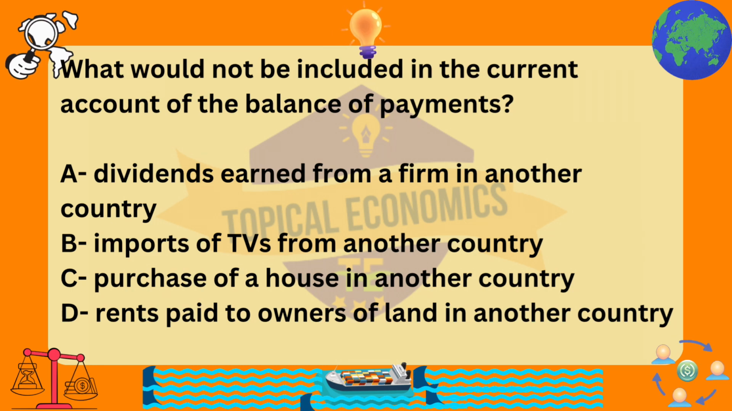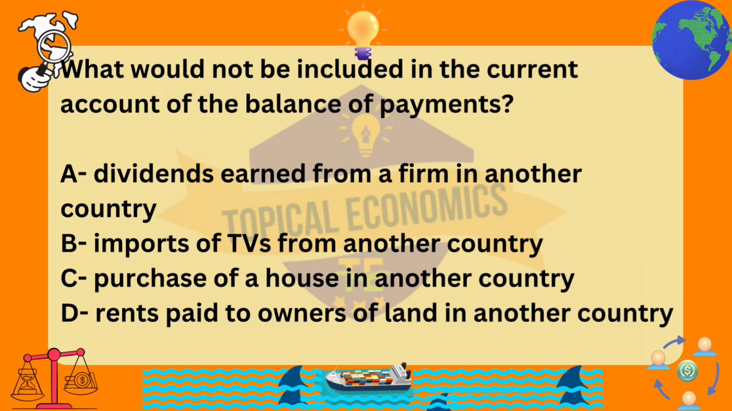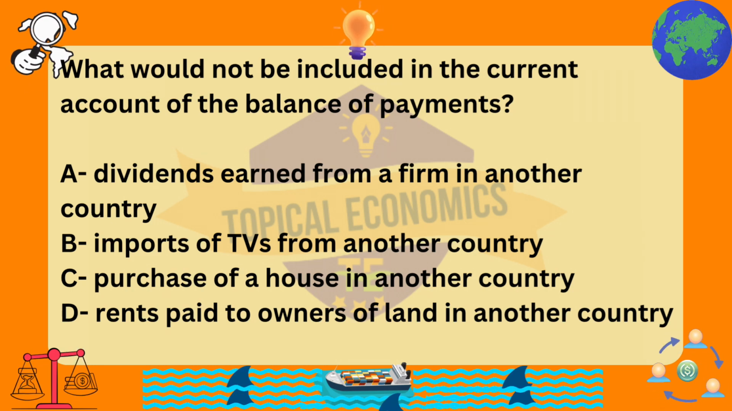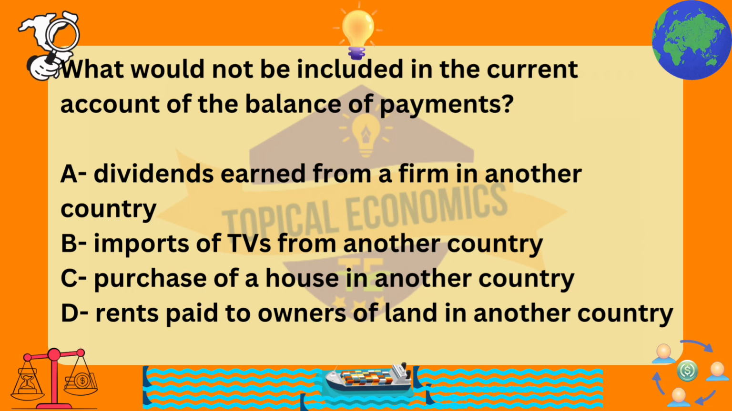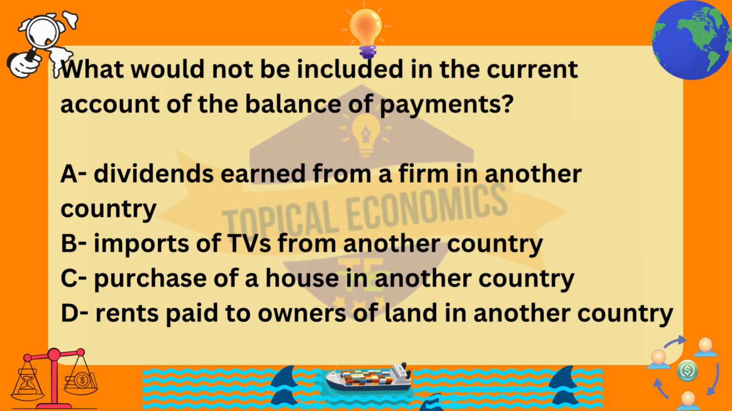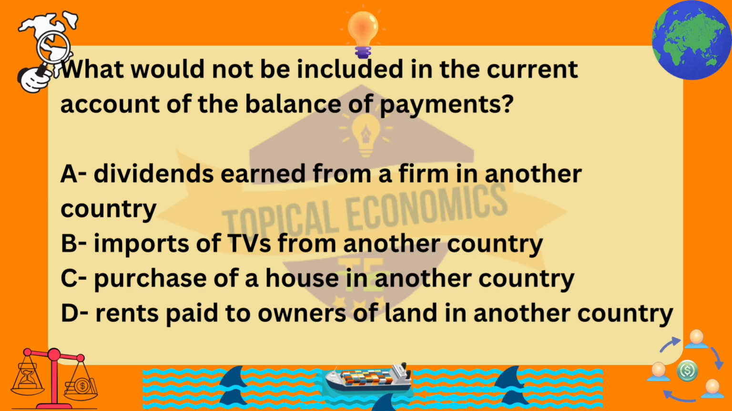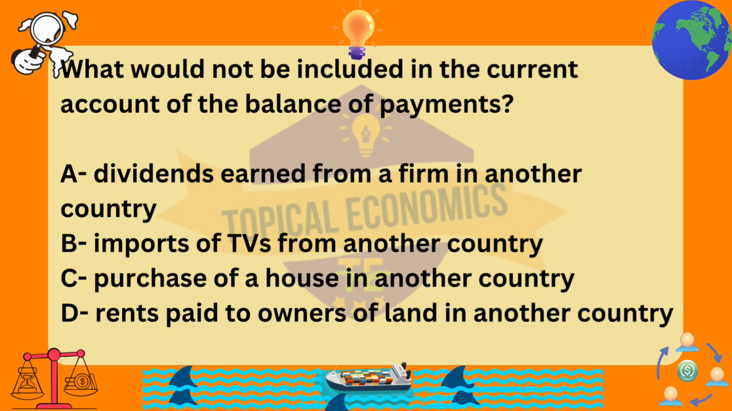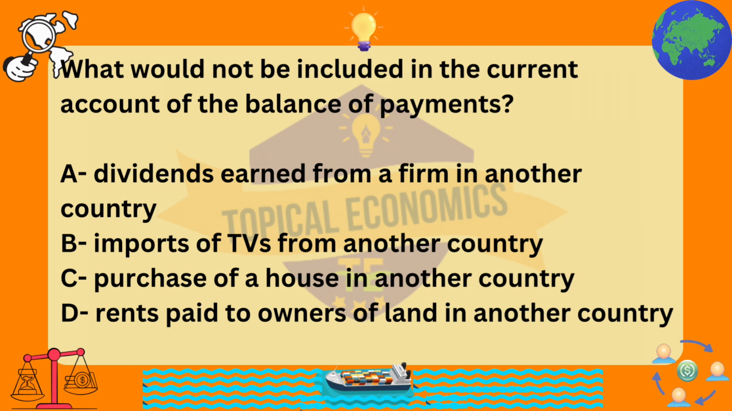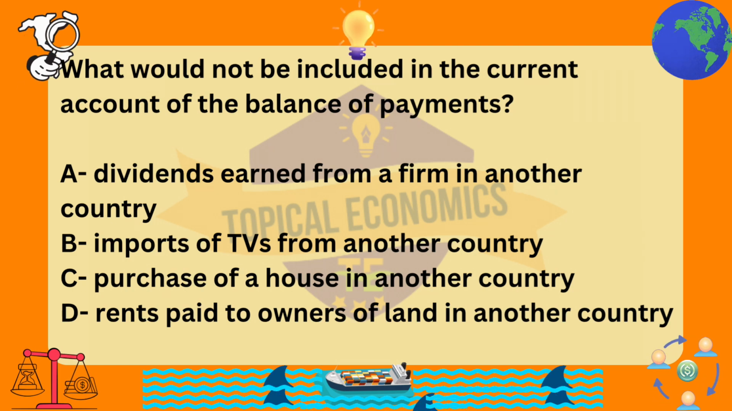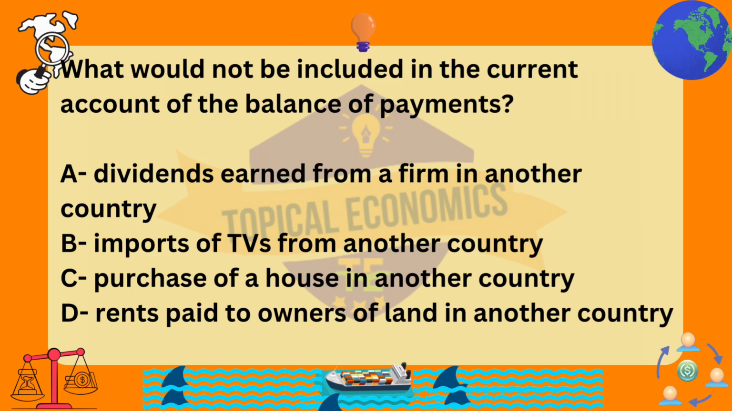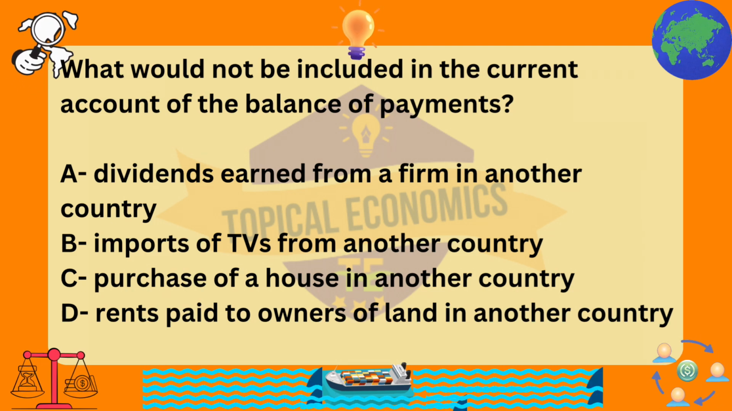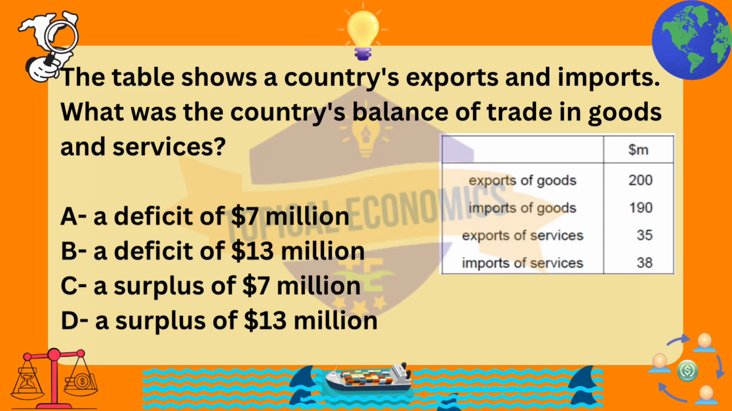On the other hand, option C, purchase of a house in another country, is not part of the current account. This transaction is an investment in real estate and falls under the financial account of the balance of payments, which tracks changes in ownership of financial assets, including real estate, stocks, and bonds. Since the purchase of a house involves an asset transfer, it is recorded in the financial account rather than the current account. Moving to the 10th question.